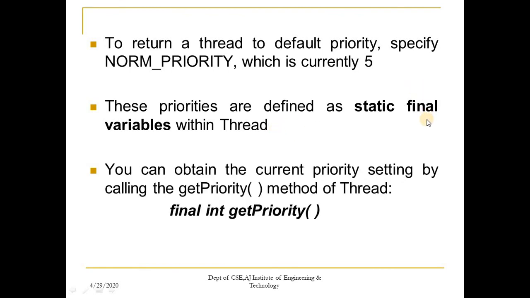Static final variables: static means it refers to the class, so you need not create an object of that class to access those variables. Final means you cannot change the value of that variable, right? You can obtain the current priority setting by calling the getPriority method of the Thread class. By using getPriority, you can find out the priority of that thread. final int getPriority will return the thread's priority.